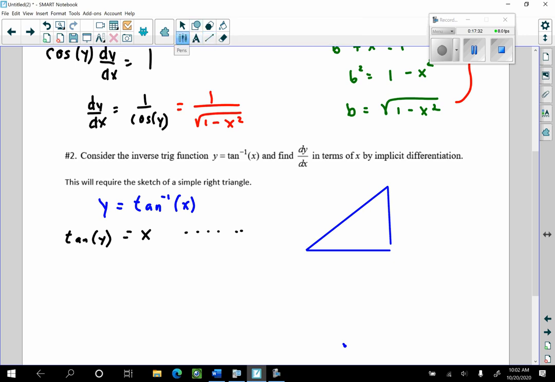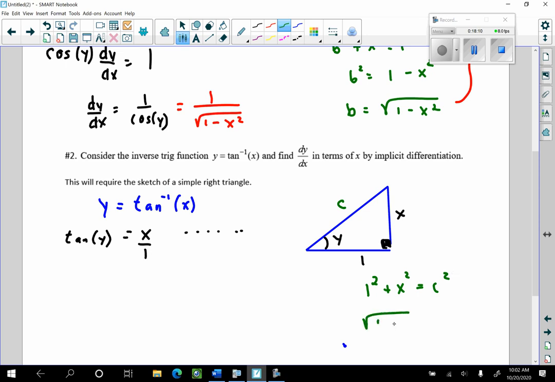And this guy right here is going to be y. And I know that the tangent is opposite over adjacent. So this x is simply x over 1. So this is x. This is 1. Keep in mind this is a right triangle right there. Right angle. And now I'm going to find, we can call it whatever we want, I'm just going to follow the convention given in geometry and let the hypotenuse be c. And now I know by the Pythagorean theorem that 1 squared plus x squared is equal to c squared. And since we're talking about lengths of triangles, c is equal to the square root of 1 plus x squared.